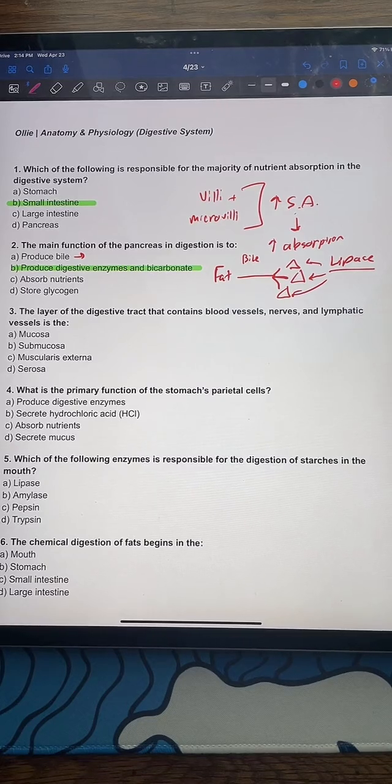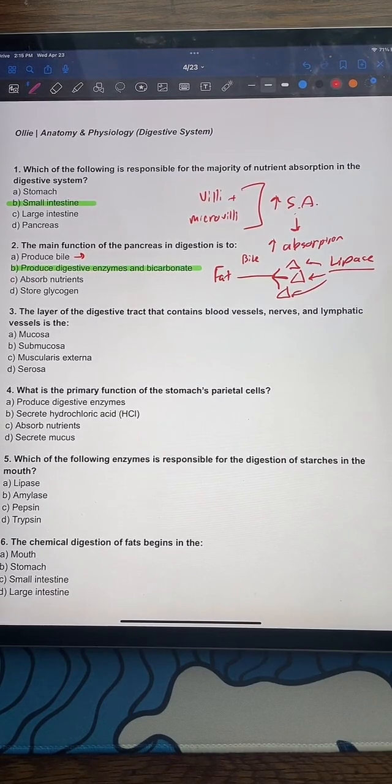But the pancreas produces digestive enzymes like amylase, lipase, which was mentioned, and proteases, which help break down carbs, fats, and proteins. Bicarbonate is going to neutralize the stomach acid in the small intestine. But number 3, the layer of the digestive tract that contains blood vessels, nerves, and lymphatic vessels is the what?